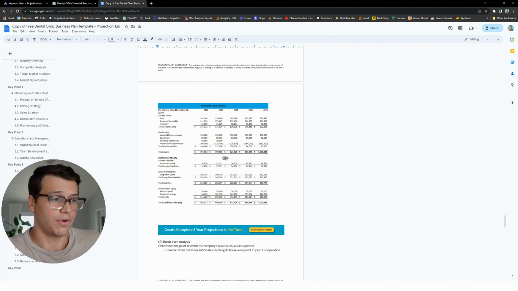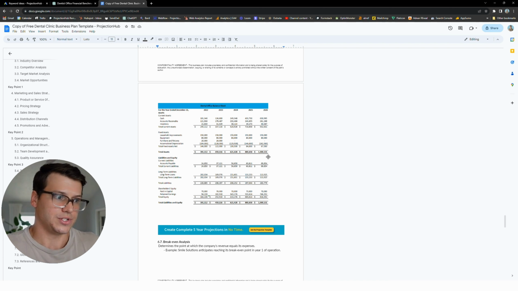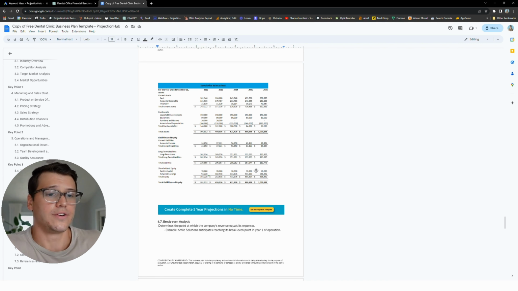What is key point number 4 is having realistic projections that are within industry norms, industry averages. And so when your lender looks at this, are there going to be any parts where they're like, whoa, that's really high to expect X, Y, and Z for a dentist or something like that? Or that number is way too low, it's going to cost more than that. So you might be thinking, well, how would I know?